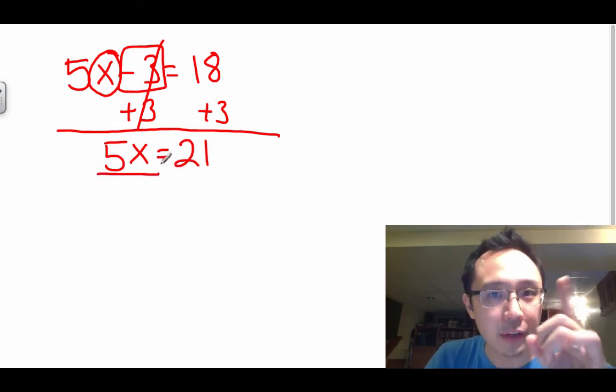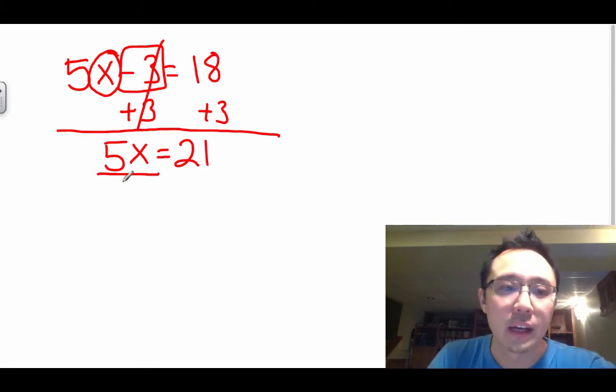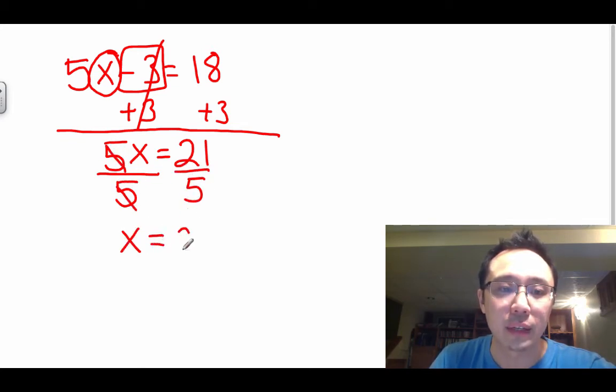Remember, the goal of solving an equation is that you want a positive 1. So I'm going to divide by 5 on this side, divide by 5 on this side, and then that's x is equal to 21 over 5. I'm just going to leave this in a fraction.